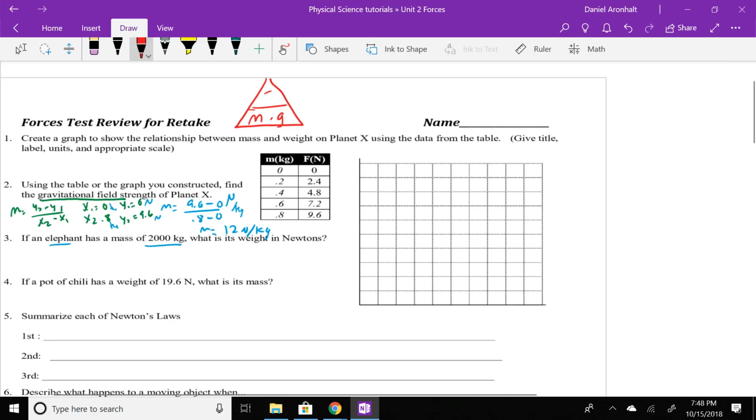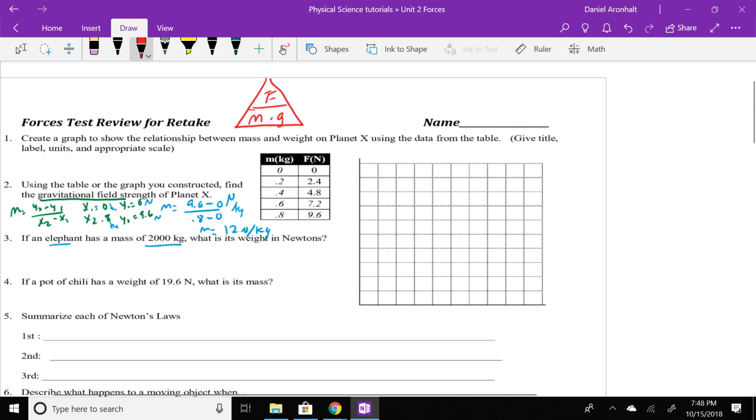I have to rewrite that down. If you're looking for m, cover up the m, and it's going to be m equals force divided by g. If you're looking for g, it's going to be g equals force divided by mass. So let's read the problem, underline what we're given, and use the GUESS method.